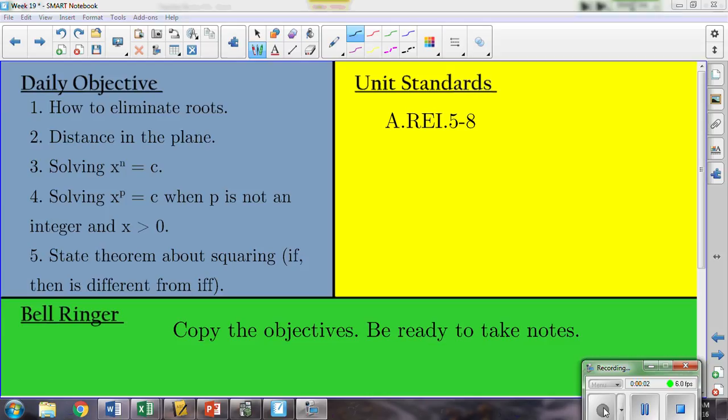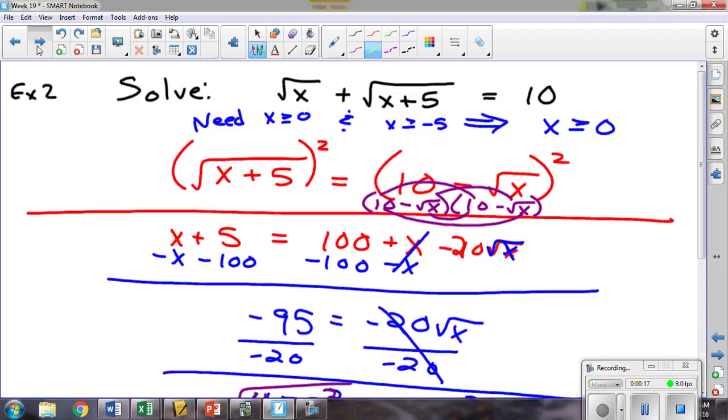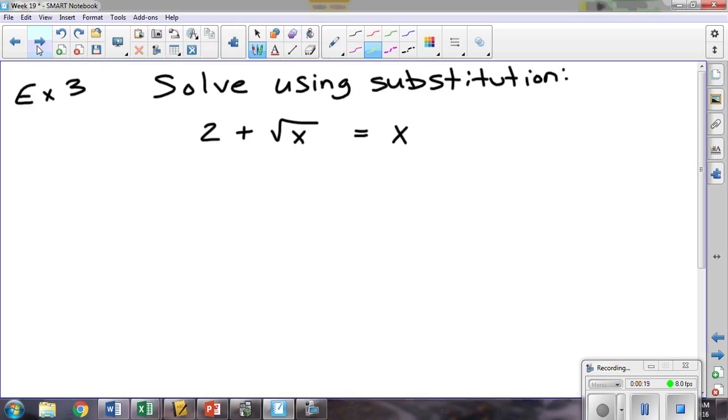In this video, we are going to continue our discussion on section 4.3, fractional exponents. In video 1, we focused heavily on doing 2 examples on eliminating roots, and we are going to continue that with our example number 3. Please note the directions. Solve using substitution.